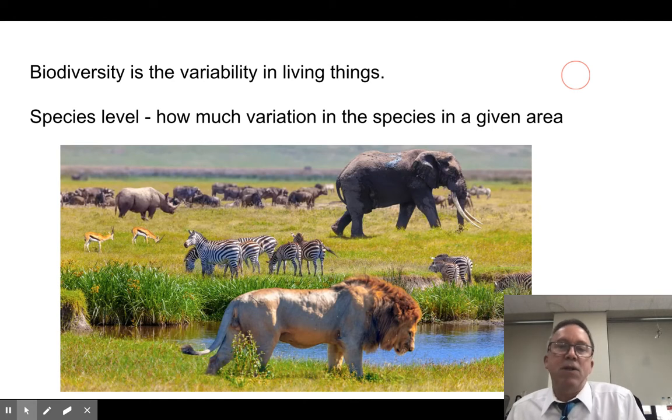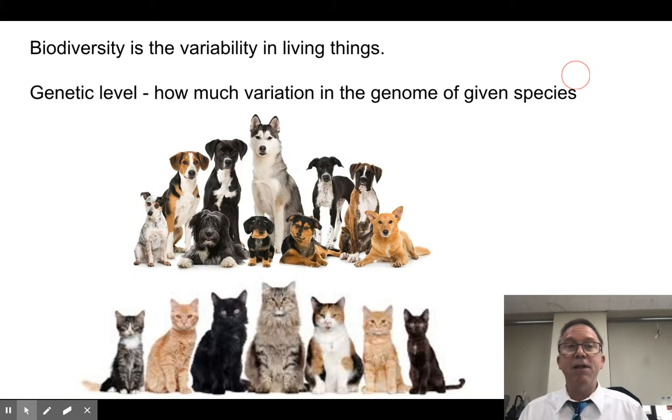So here we're looking at the African savanna, and I see I've got lions, zebras, elephants, rhinoceros. Looks like I've got water buffalo, gazelle. So I've got all these things that are different from each other. So there's a lot of biodiversity there. There are different species present. But what you need to keep in mind also is that it occurs at a genetic level. So how much variation is there within the genome of a species?